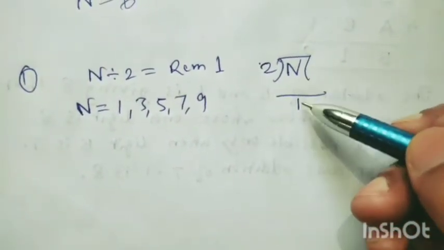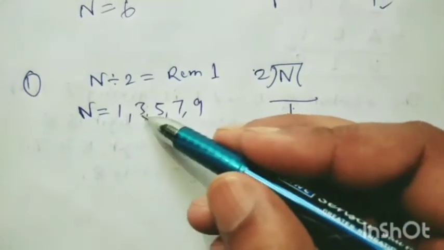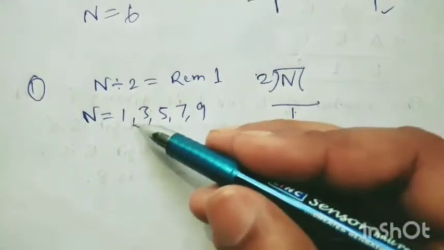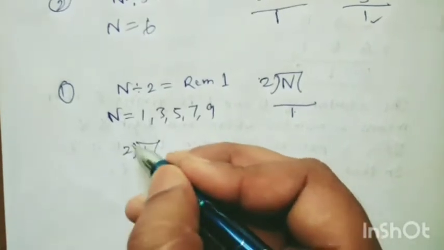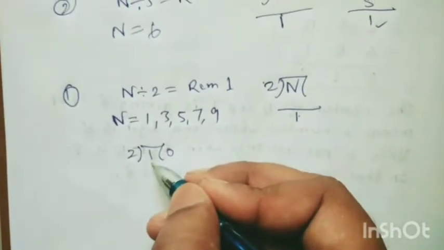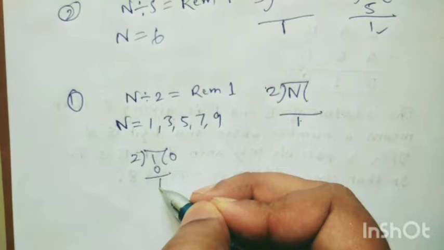So after dividing by 2, 1 should come in the remainder. So what are the possible numbers? All odd numbers will come. These are all odd numbers. Suppose you take 2, first of all we take 1. So 2 ones are 2, 1 minus 0... see, 1 coming in the remainder.